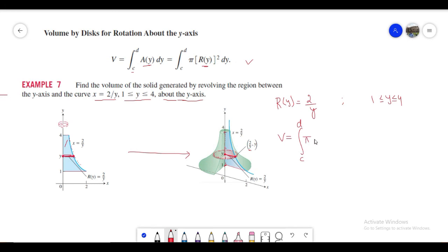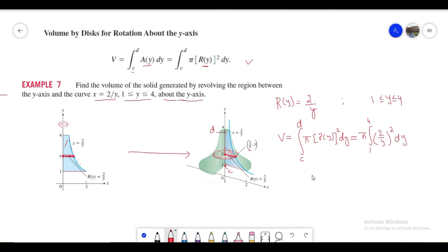The volume is the integral from c to d of pi times r of y whole squared dy, and this pi is as it is. So this is your c, and the d is this one, starting from 1 and going up to 4. And r of y is already computed: it was 2 over y, so we have 2 by y whole squared dy.